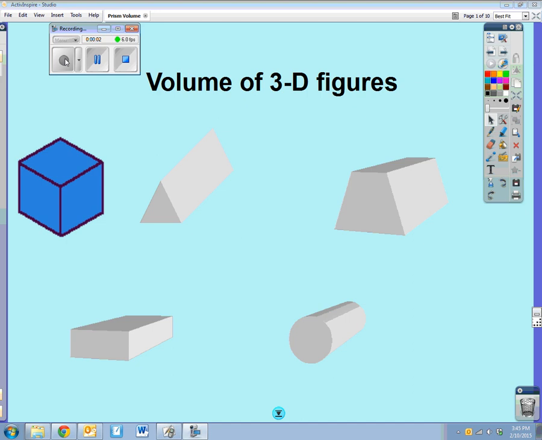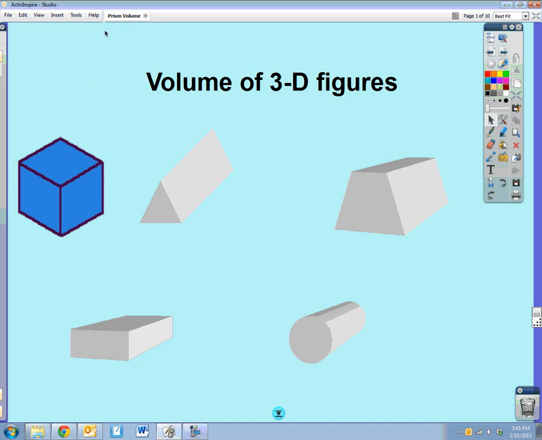All right, we just finished looking at two-dimensional figures: squares, rectangles, triangles, trapezoids, circles. Now we're going to look at 3D figures. Whoa, 3D. I'm not taping this in 3D. It will not pop out of the screen at you. But we are looking at 3 dimensions, and we're going to look at the volume of that 3-dimensional figure.